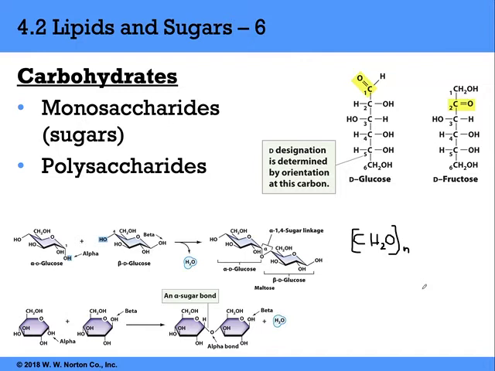Because of the large number of electronegative atoms, there are a lot of oxygens in a carbohydrate, it is polar, which means it dissolves easily in water. And y'all know this anyway. You know you can dissolve sugar in water. That's not news to you.